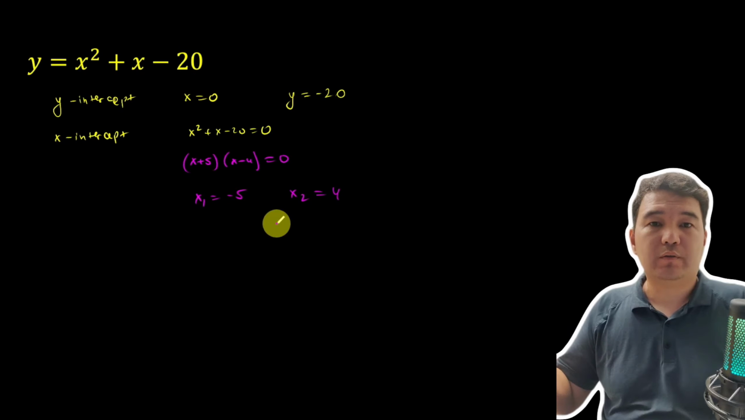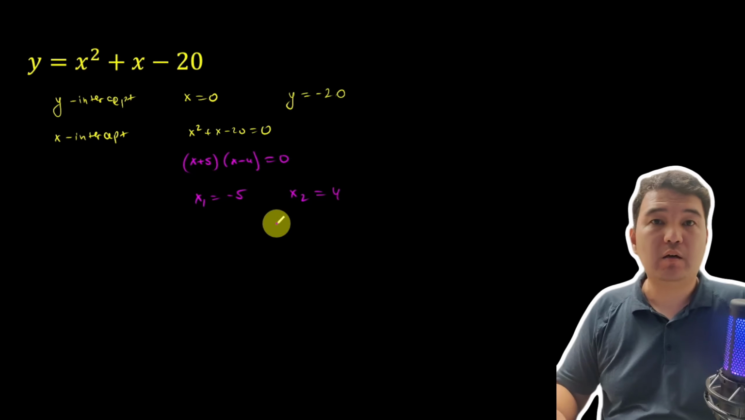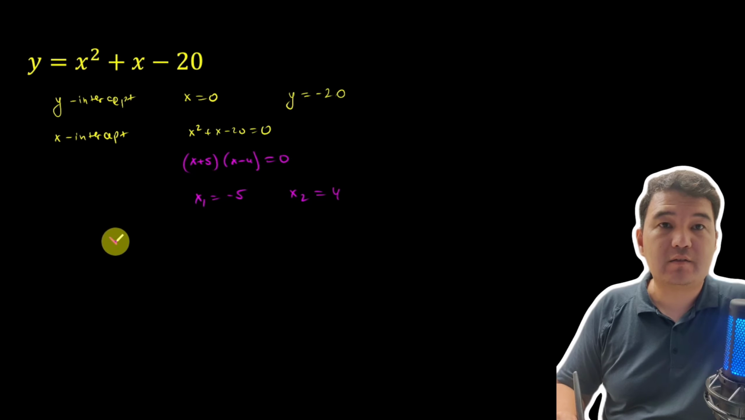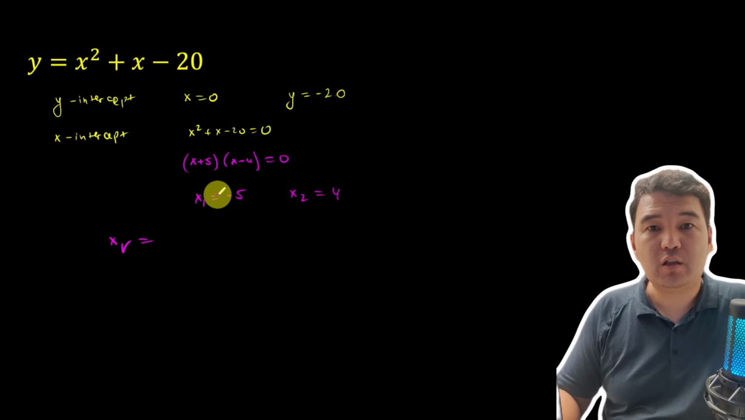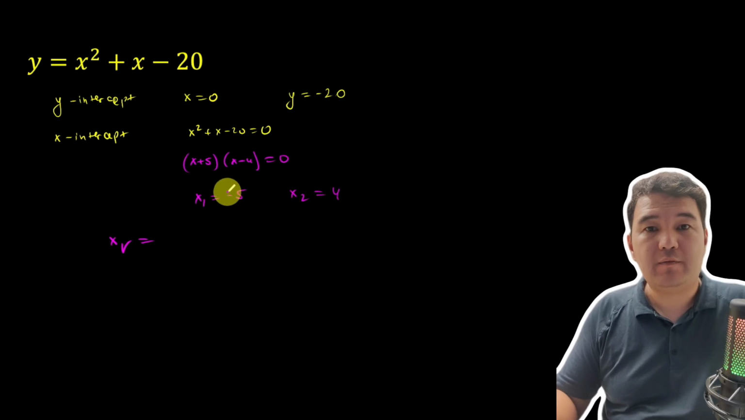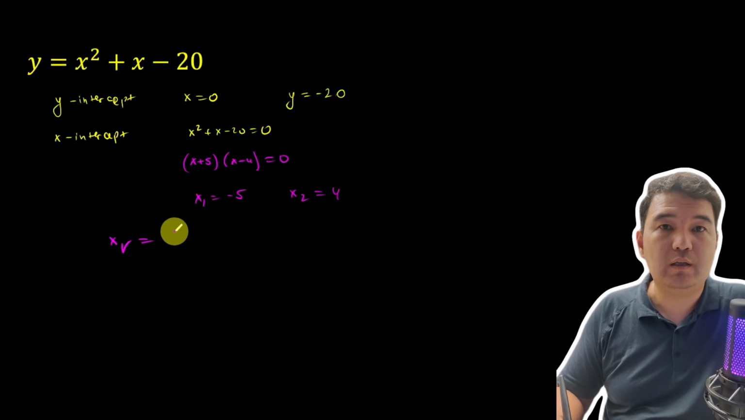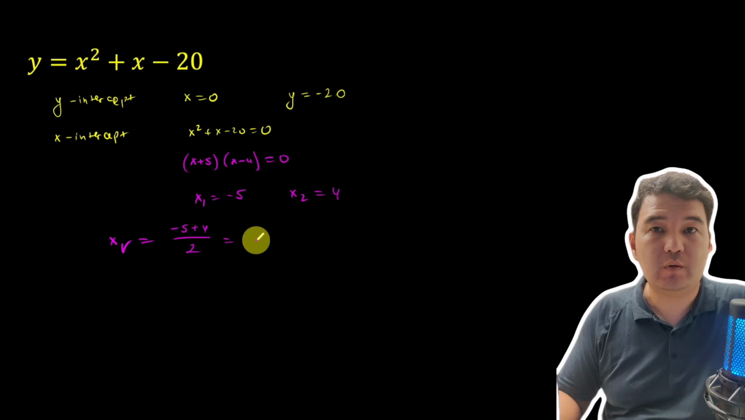These are the roots, or x-intercepts, of the quadratic, of the parabola. Now let's find xv, the vertex. The vertex is going to be in the middle of negative 5 and 4. You can do that by adding them and dividing by 2, which gives negative 1 over 2.